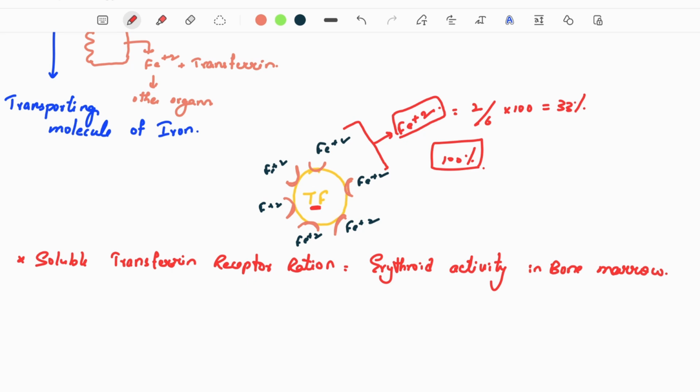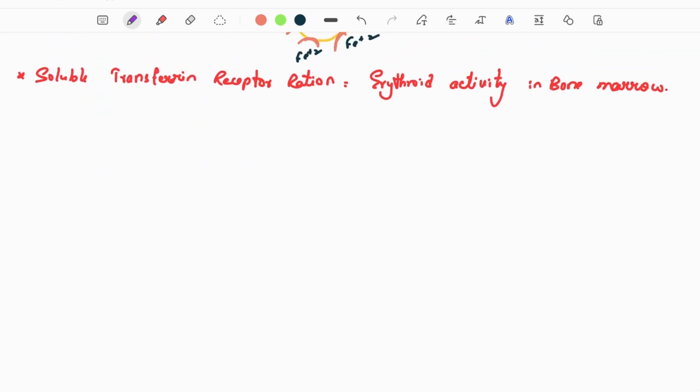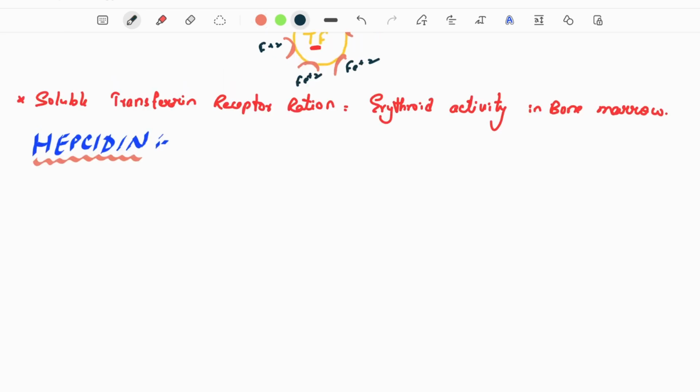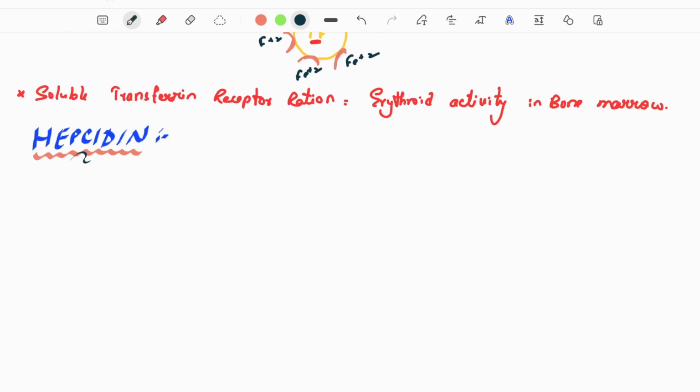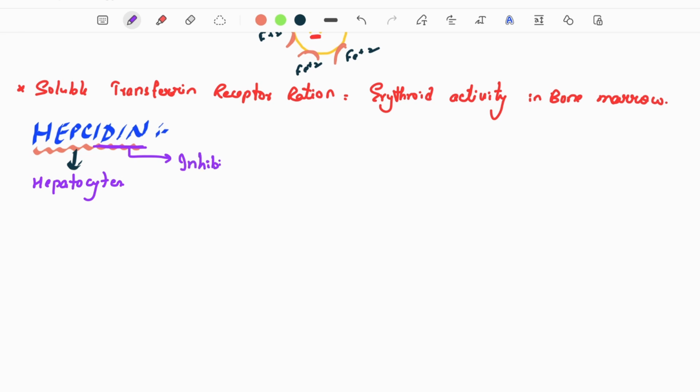Now let's move forward. The topic is hepcidin. Hepcidin is a very important topic because the iron present in our body is regulated by hepcidin. Now first let's decode the name hepcidin. Produced in hepatocytes. Hepcidin means inhibition. So it is produced by the liver and the activity is inhibition. What is it inhibiting? It is inhibiting the absorption of iron.